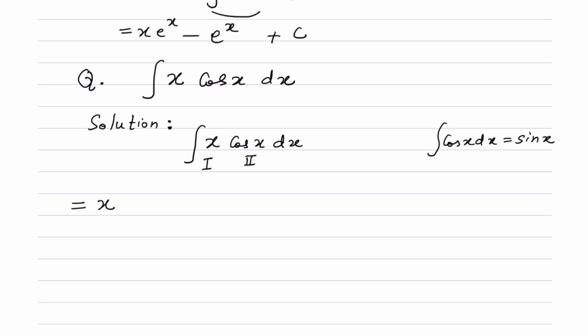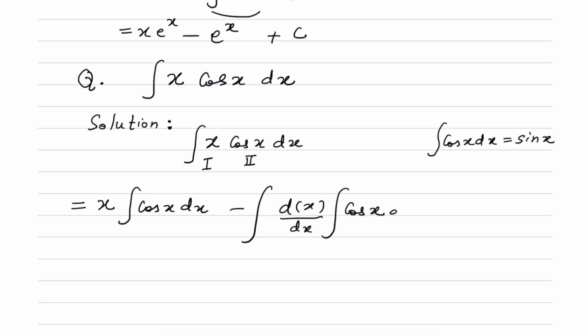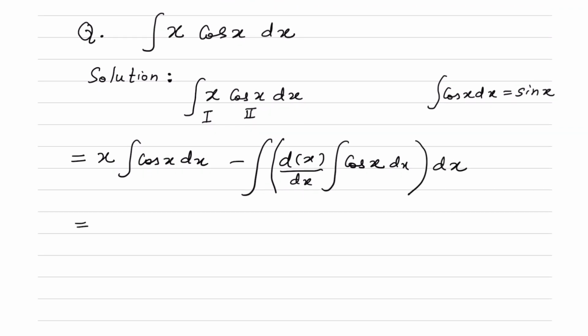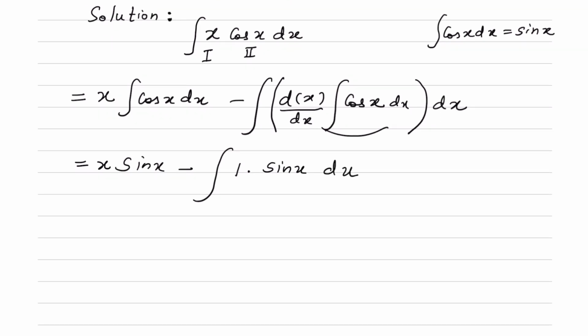First function as it is, integration of second, minus derivative of the first function, integration of second, and this whole answer will be integrated once again. Integration of cos x with respect to x is sin x, minus derivative of x with respect to x is 1, integration of cos x with respect to x is sin x, and we will have to integrate this answer once again. x sin x minus sin x dx.